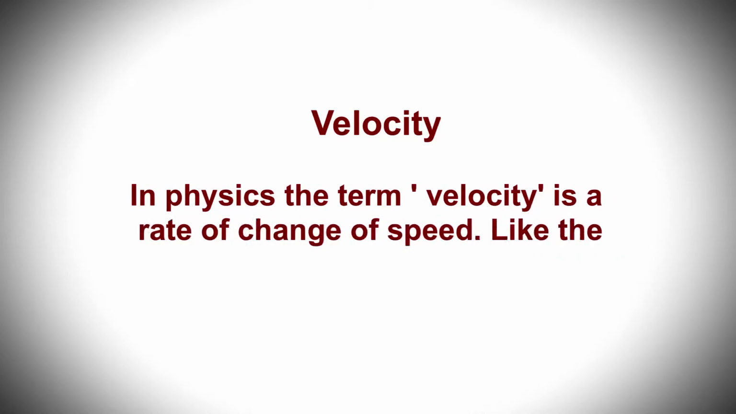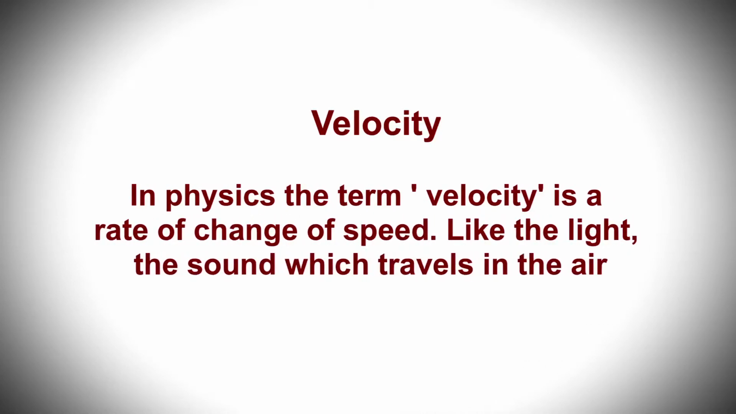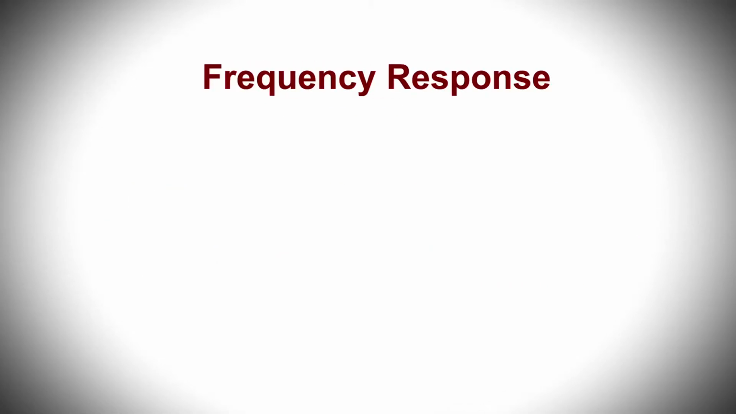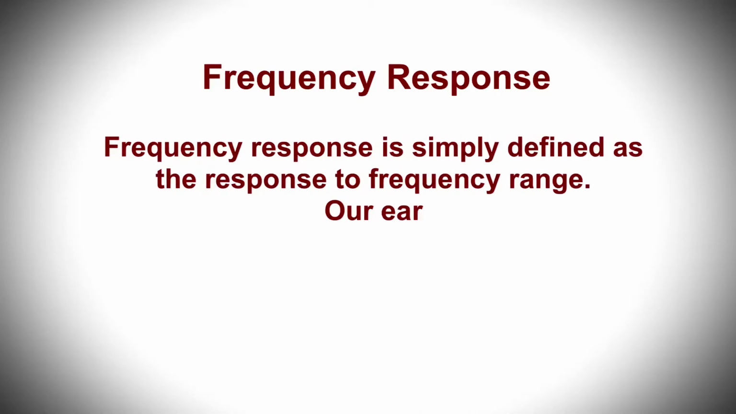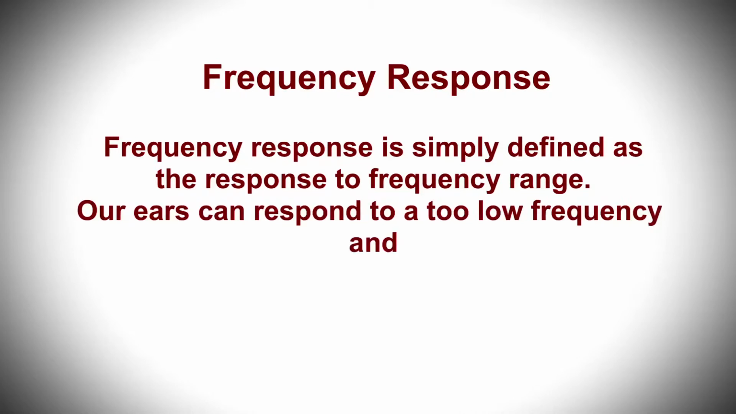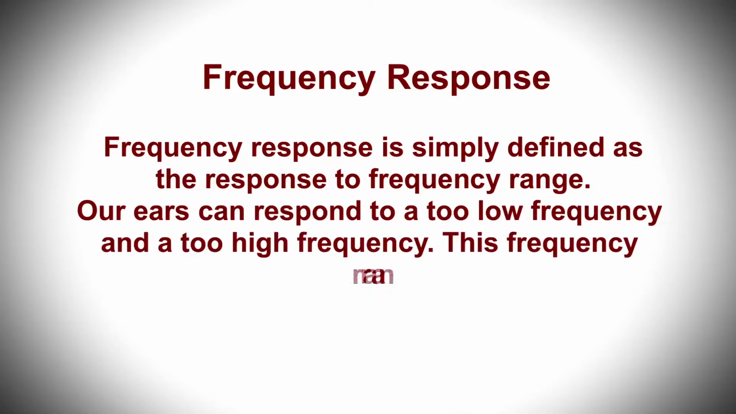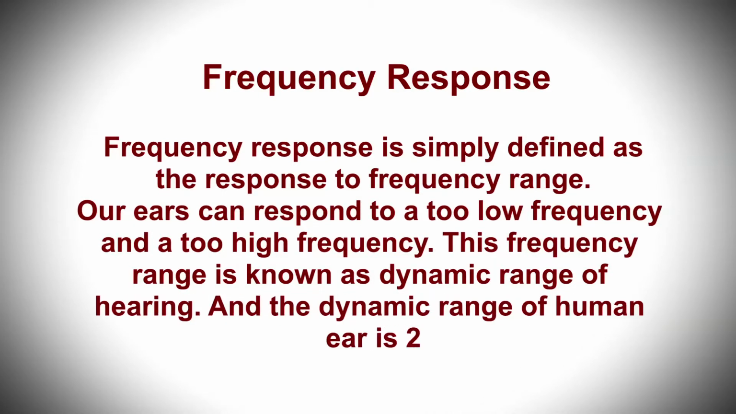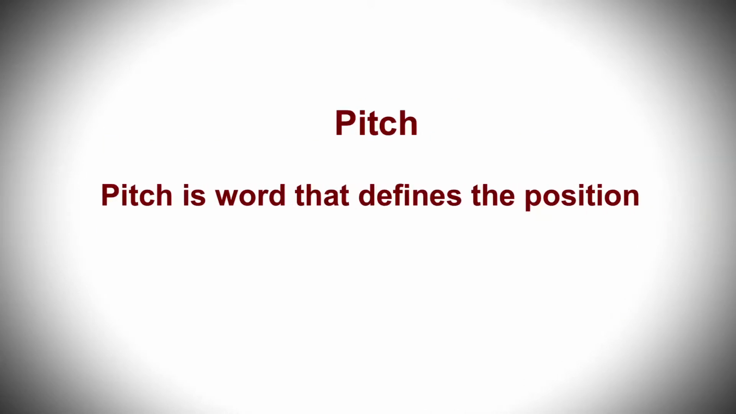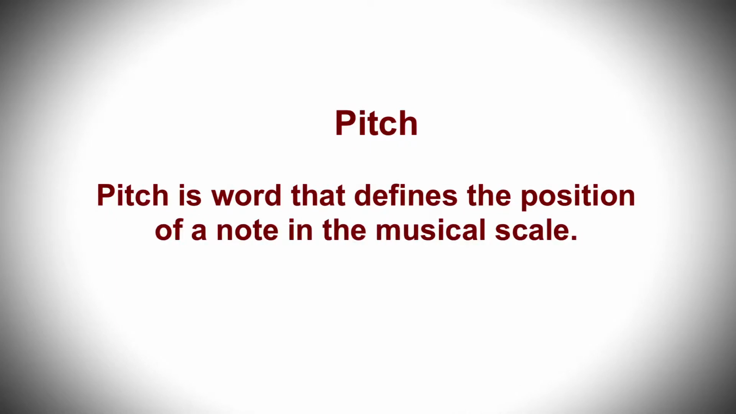In physics, the term velocity is a rate of change of speed, like the light, the sound which travels in the air. Frequency response is simply defined as the response to frequency range. Our ears can respond to too low frequency and too high frequency. This frequency range is known as the dynamic range of hearing, and the dynamic range of the human ear is 20 Hz to 20 kHz. Pitch is a word that defines the position of a note in the musical scale.